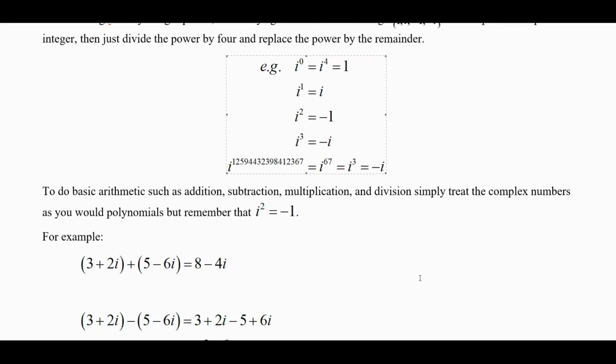And we could do basic arithmetic, such as addition, subtraction, multiplication, and division with these, but we simply treat the complex numbers just as you would polynomials, but just remember that i squared is negative 1. So 3 plus 2i plus 5 minus 6i, you just add the real parts, 3 and 5, to get the real part here of 8. And you add the imaginary parts, 2 and negative 6, to get negative 4 for the imaginary part here. So you end up with 8 minus 4i, just like you would if they were polynomials.